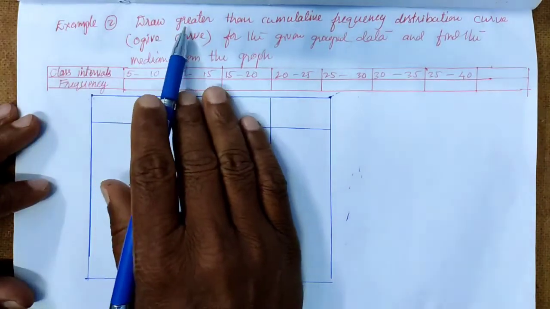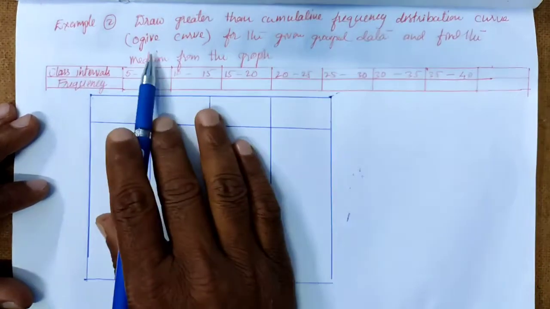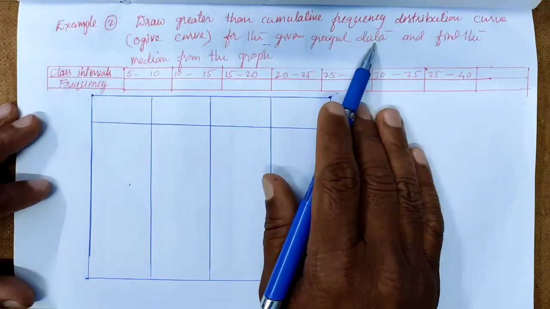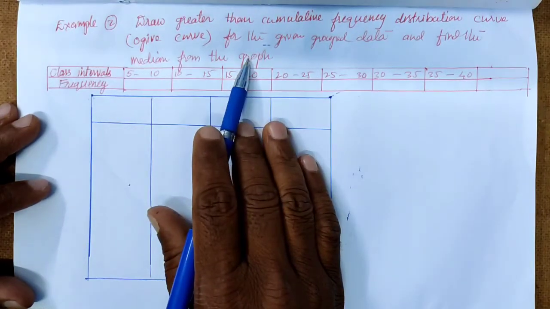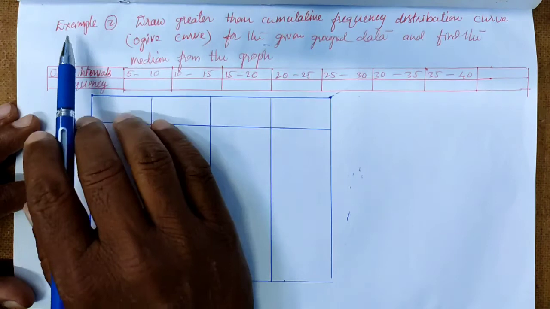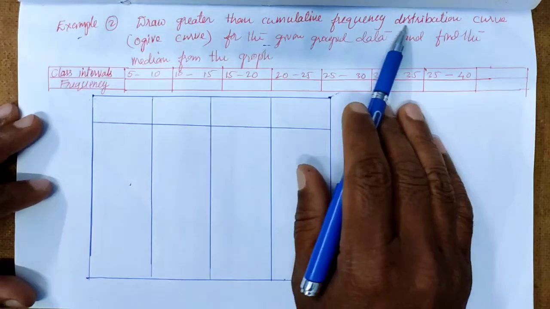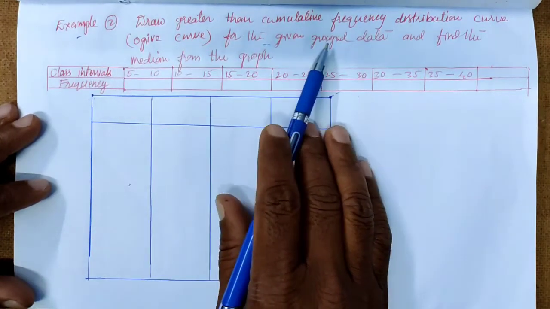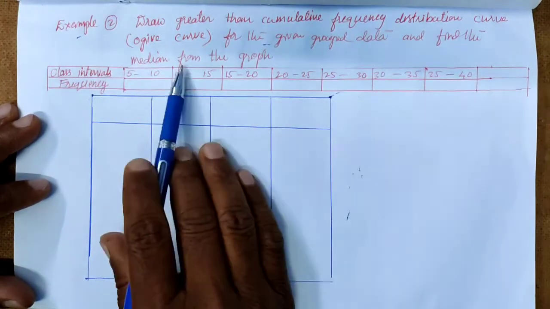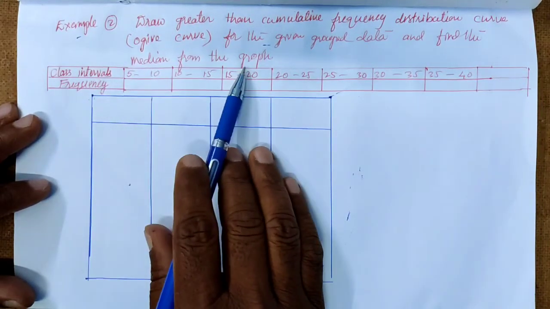Example 2: draw the greater than cumulative frequency distribution curve, that is the OZ curve, for the given group of data and find the median from the graph.